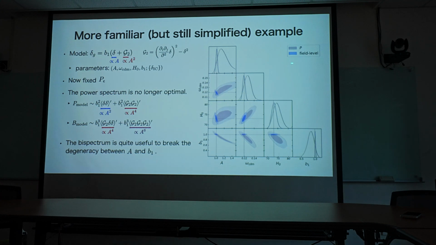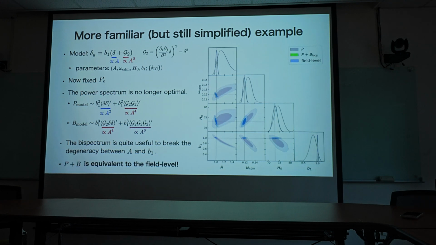And here, field level is again shown in blue, but we expect adding the bispectrum again recovers the field level result in this case. And again, this is the case. It's almost invisible because they are completely overlapped. I added the result from the joint P plus B analysis, which is shown in green. And again, this green and blue contours are totally overlapped, and they are equivalent.